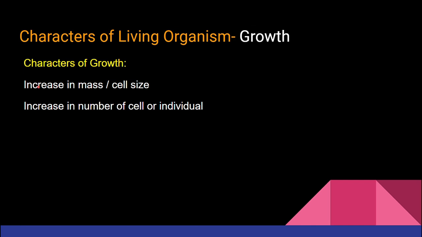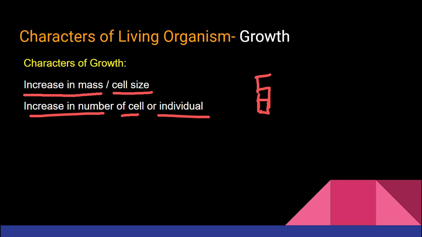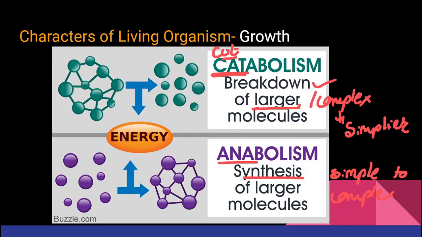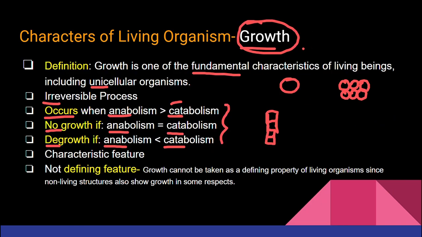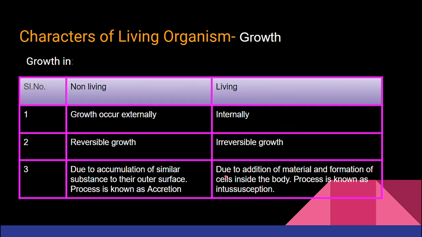If I ask you the definition of growth, growth is nothing but increase in mass or increase in cell size or increase in number of cells or individuals. So if I increase the number of chairs or the mass or size of the chair, then definitely I can call it growth, right? Piling up things. So living as well as non-living things both show growth. So it is a characteristic feature, very important with respect to NEET. It is not a defining feature because non-living organisms can also show this character, right?